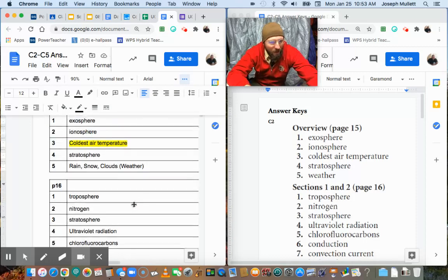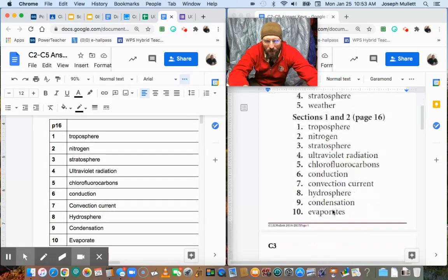Now, if I look down at the next couple of questions here, and I look at the answers over on this side, I got troposphere, check. Nitrogen, check. Stratosphere, check. Ultraviolet radiation, cool. Chlorofluorocarbons, conduction, convection, current, hydrosphere, condensation, and evaporate. So that's plenty fine. Did they forget the S because of the language there? That's plenty fine. That's not a problem. I am not going to suggest you take points off for that. Just leave it alone. And sometimes it makes sense to update the answer or complete the answer with as thorough a response as possible. But seriously, only take points away or mark yourself wrong if your answer is way, way wrong, okay?